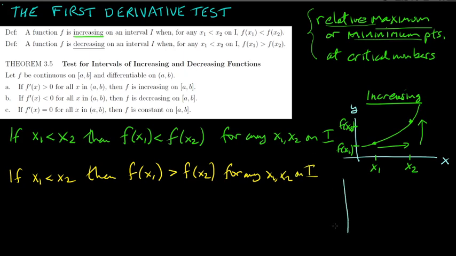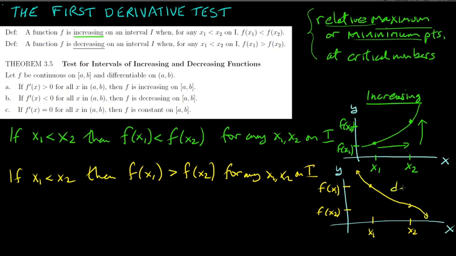So if we draw the picture here, here's x1. Here's x2, but now f of x1 is way up here, and f of x2 might be a little lower than that. So now we have the reverse picture. Now our function has to be decreasing, going down. So this is decreasing. Okay, so that's just the definition.